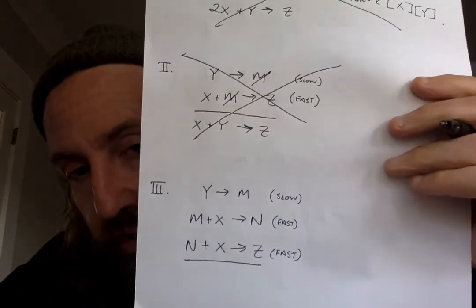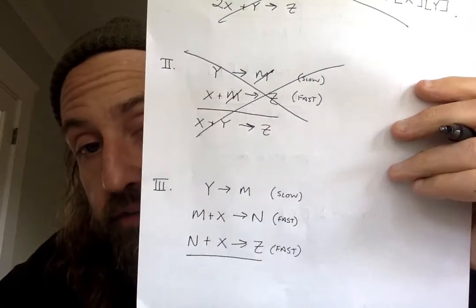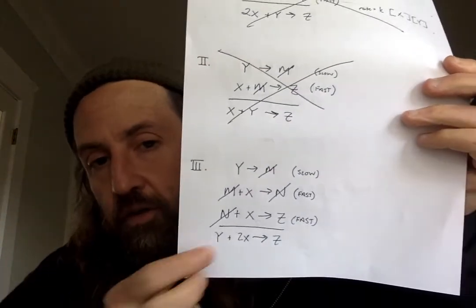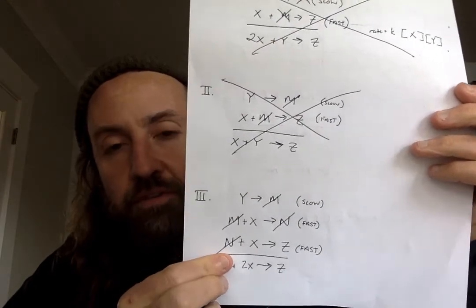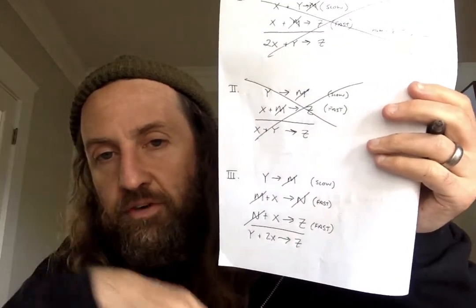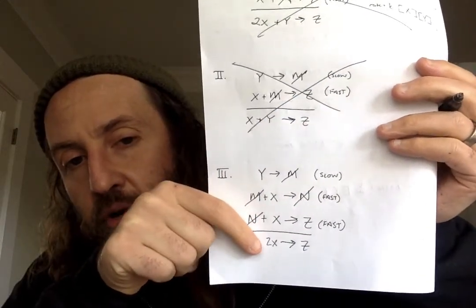Now 3 is a 3-step mechanism. You see that it actually has 2 intermediates. Well, let's see if it adds up correctly. Okay, so you got M crossing off with M, N crossing off with N, you got a y, you got 2 x's, making a z, good. Okay, so it passes the first test because it's the same here. It doesn't matter that the 2x is second and the y's first. It doesn't matter. Okay, so we do have that same equation right here.